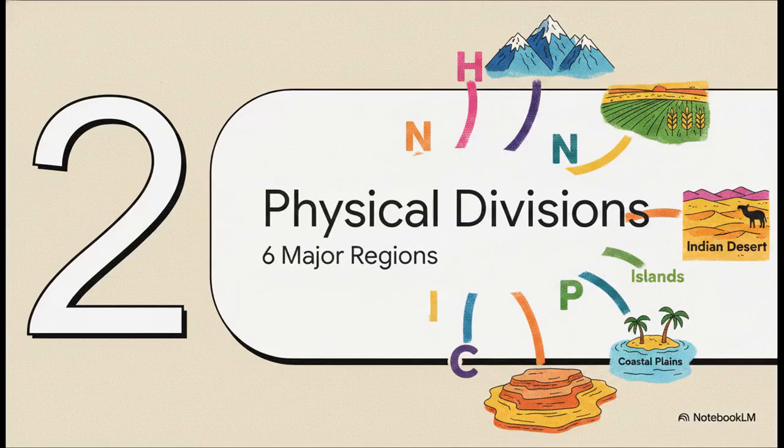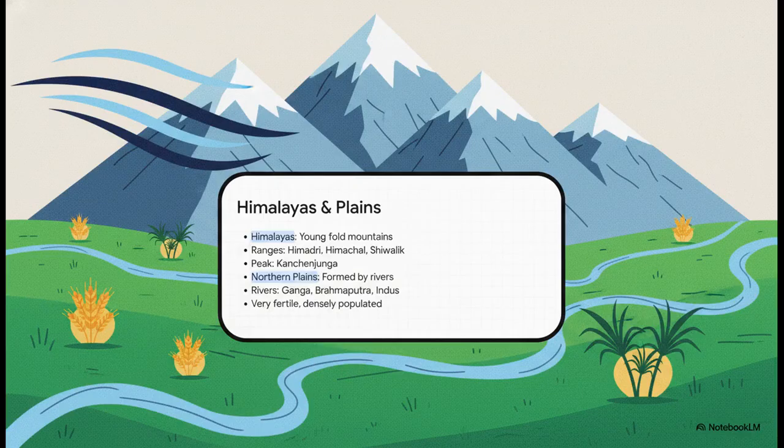Moving right along to Section 2, the 6 physical divisions. So, to absolutely nail these landforms on your exam, just remember this simple little trick. Helpful nature provides incredible coastal islands. That stands for Himalayas, Northern Plains, Peninsular Plateau, Indian Desert, Coastal Plains, and Islands.